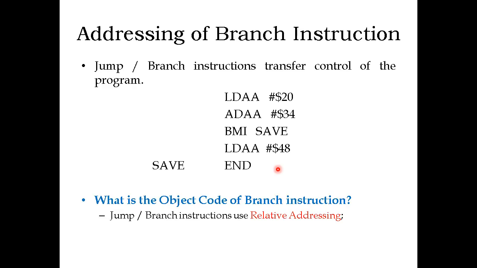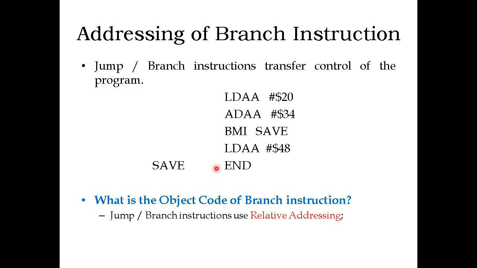We are familiar with branch, right? We know how the branch works. So if you look at these instructions, in the first line we are loading data into accumulator A. In the second line we are adding another data to it, into accumulator A. In the third line we have a branch instruction. In the fourth line we are replacing the data in A, but if the branch doesn't happen, then we go to the fourth line, right? And then the last line ends the program.